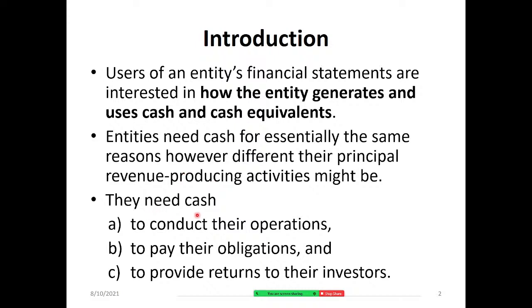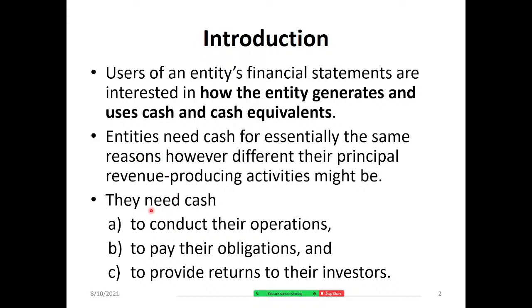Why do entities need cash? First, to conduct the operations. If it is a manufacturing company, its operation is buying inventories, especially raw materials, and converting the raw materials into finished goods, and they have to make sales. These activities need money. Second, to pay the obligations: income tax payments, interest payments, employee wages, supplier credits. Sometimes organizations borrow funds from the banks, so it is an obligation of the entity to settle that.